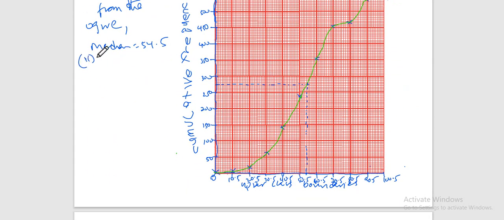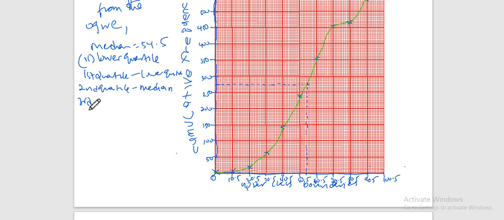Number 2, the lower quartile. A quartile divides a distribution into 4 equal parts. You have the first quartile, also known as the lower quartile. Then you have the second quartile. The second quartile is the same as the median, so they will hardly ask you for the second quartile.